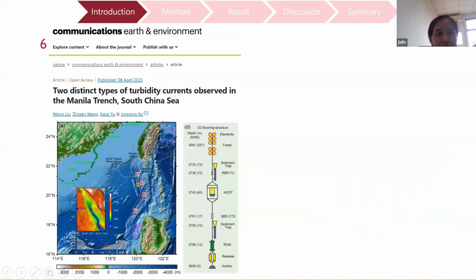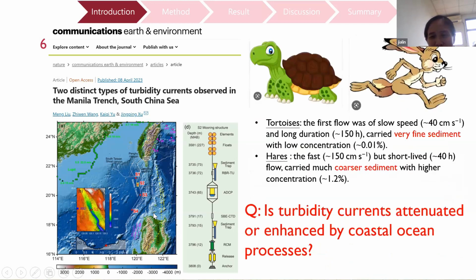And more recently, this paper was published in 2023 by Professor Xu, who is from USGS and has worked on this topic for a very long time. He has 3 deployments under the sea, but closer to the Philippines side, because they cannot do the measurement too close to Taiwan. But they got some interesting results.